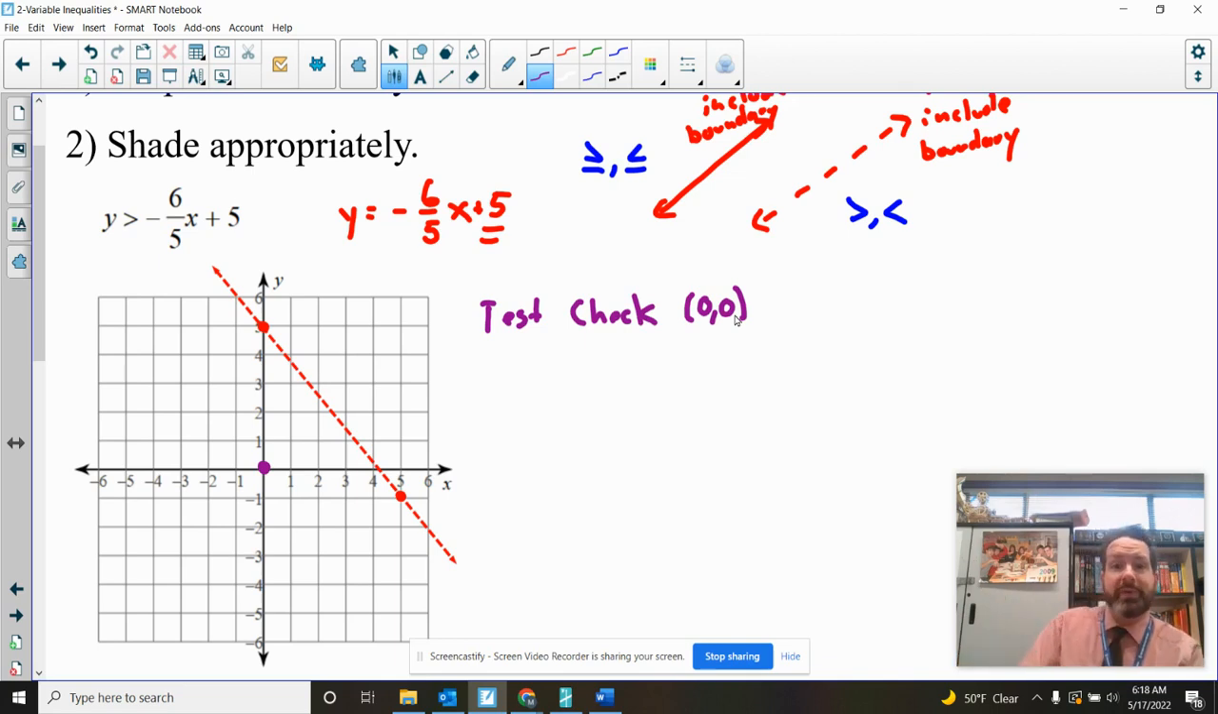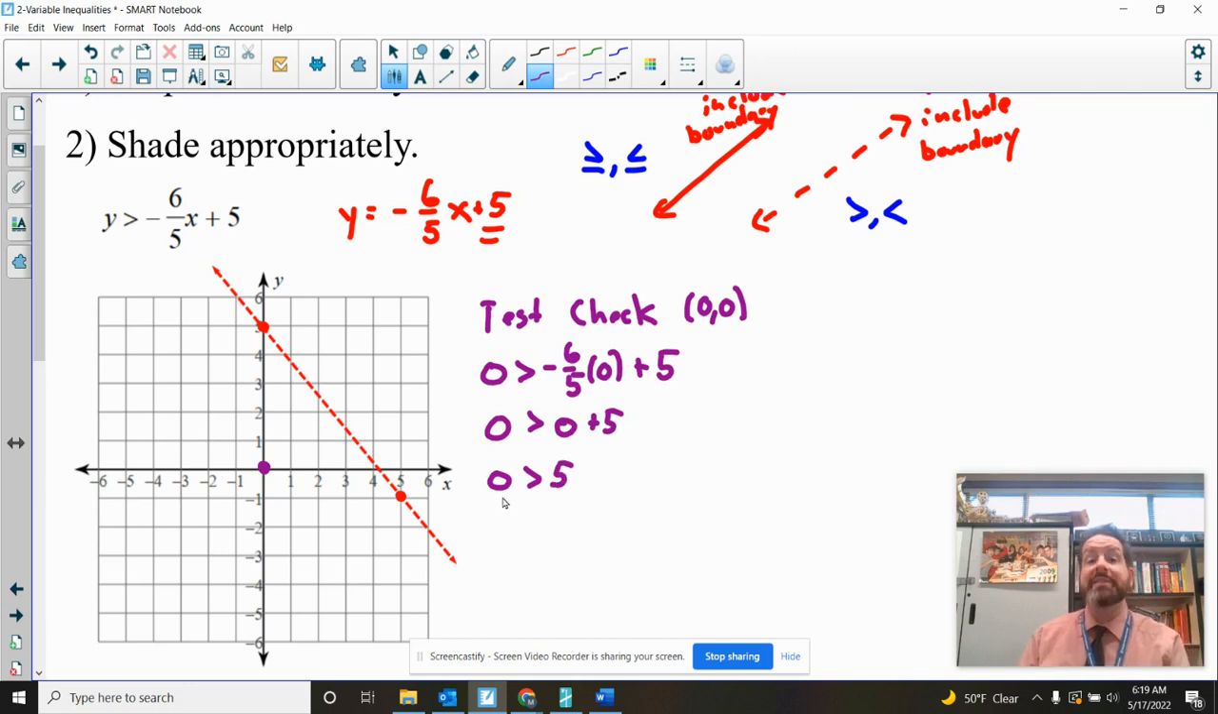Here's what we're then going to do. We're going to put this in for the x and the y, and just like we did before, see whether we get something true or get something false. So let's do that. 0 in for the y, 0 in for the x, and simplify. 0 times negative 6/5, well, that's just 0. So it's 0. And then 0 plus 5 is just 5.